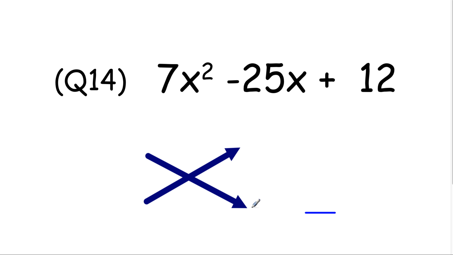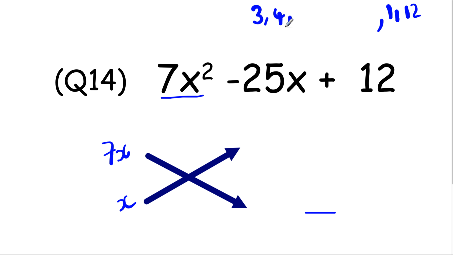Okay, so we've got a minus 25 this time. 7, nice thing about 7, it's a prime number, so its only factors are 7 and 1. So 7x times x is 7x squared, that's great. We've got quite a few factors for 12: 1 and 12, which I'm going to leave until last, then 3 and 4, and the other pair are 6 and 2. So let's use 3 and 4, so we're going to put 3 and 4 over here.